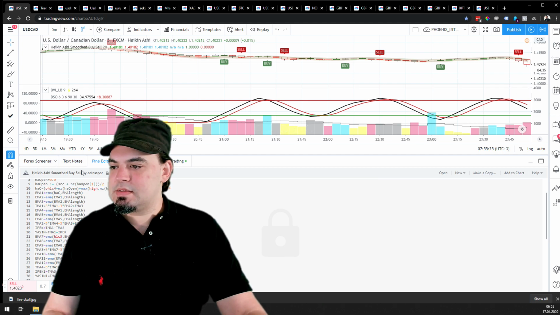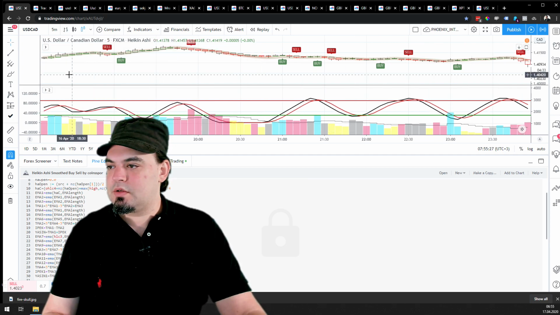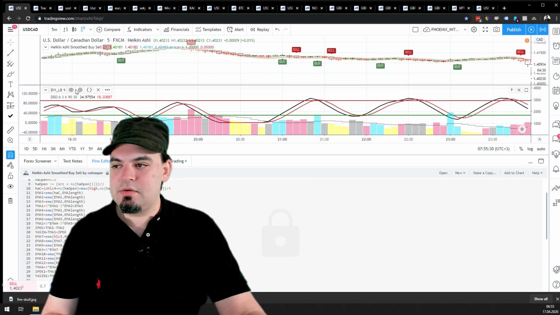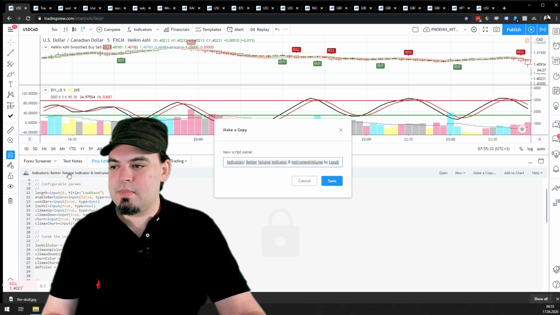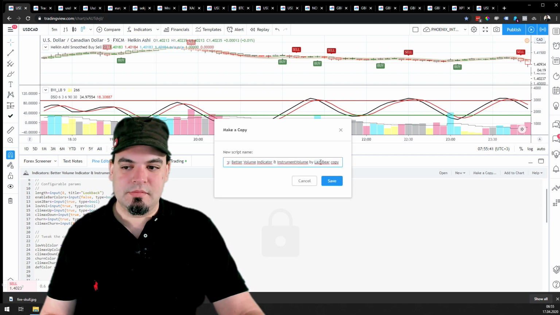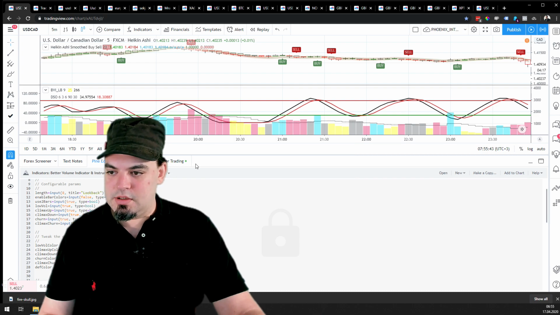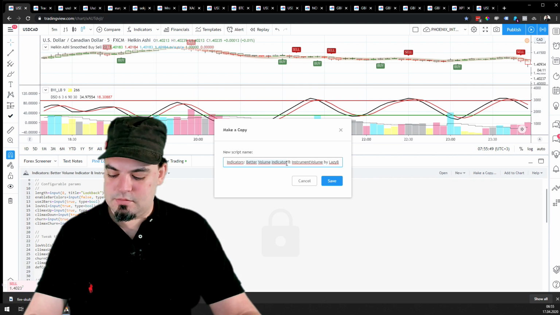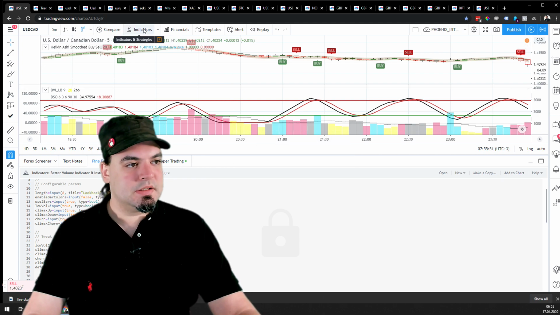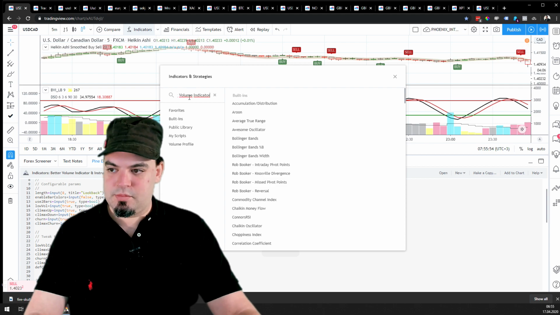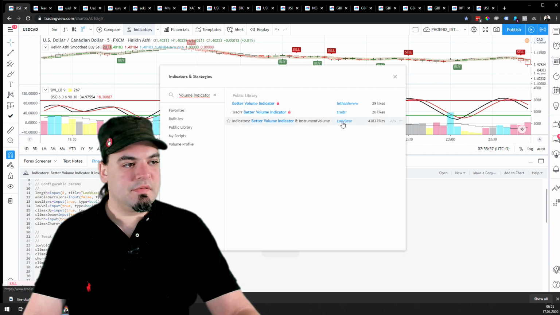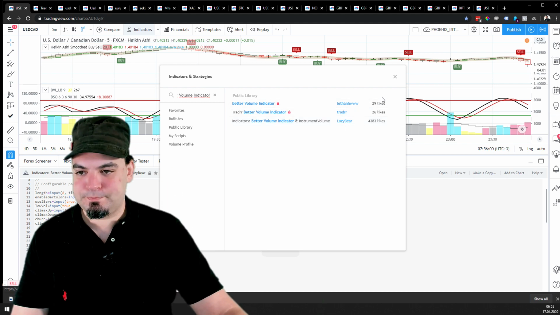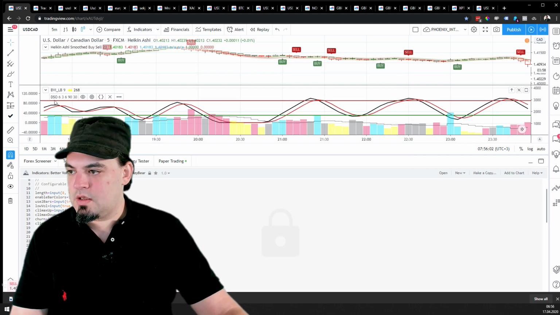So in that case, let's go ahead. You can see I have two indicators here. Let's click on the source code here. This is the better volume indicator by the Lazy Beer account. So I click on this better volume indicator, go ahead, click on the indicators, enter better volume, and I can find it. It's the Lazy Beer one, okay?